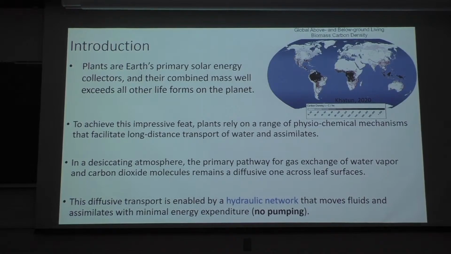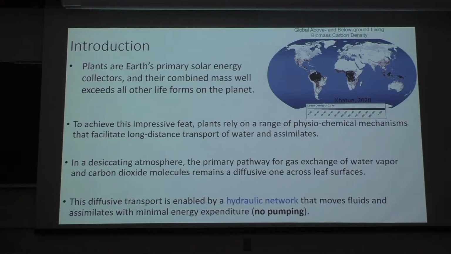I think it comes as no surprise to many of us that plants are the Earth's primary solar energy collectors, and their combined mass has been well established to exceed all other forms of life on the planet. To achieve this impressive feat, plants had to rely on a range of physical and chemical mechanisms that facilitate long-distance transport of water and assimilants, which will be the primary topic for now.